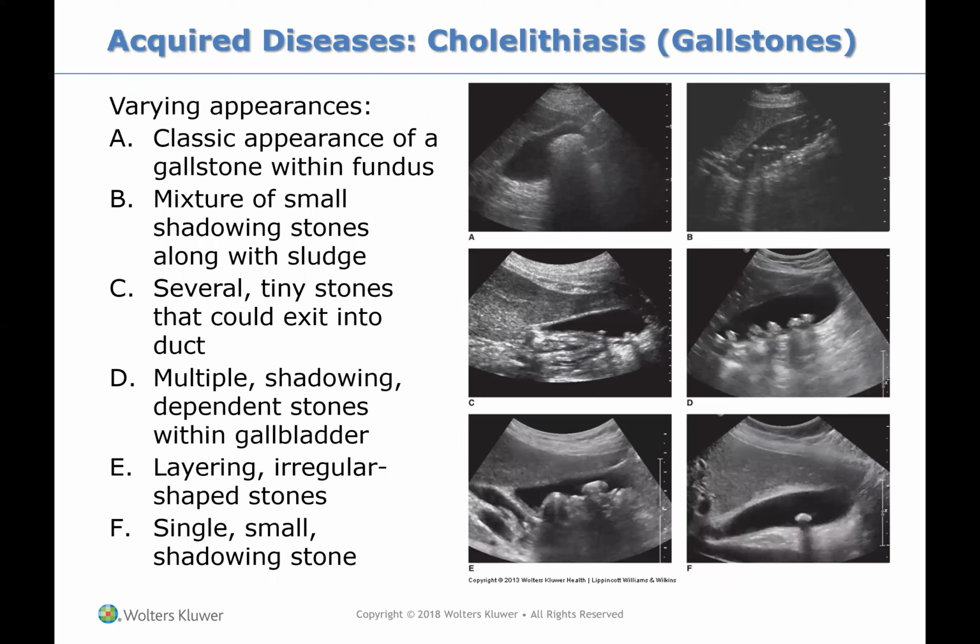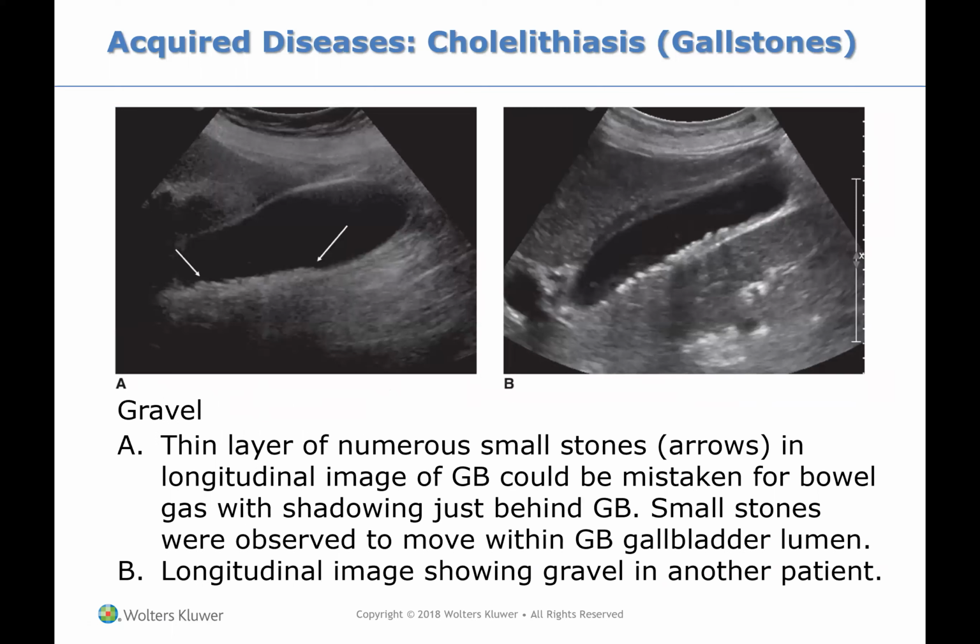Here are some different stones. This is a large stone in the gallbladder fundus. This is a mixture of small shadowing stones along with sludge. There are some tiny stones that could exit the duct, and multiple shadowing dependent stones within the gallbladder. And D, layering irregular stones, and E, a single small shadowing stone, and F. So this is a picture of small stones.